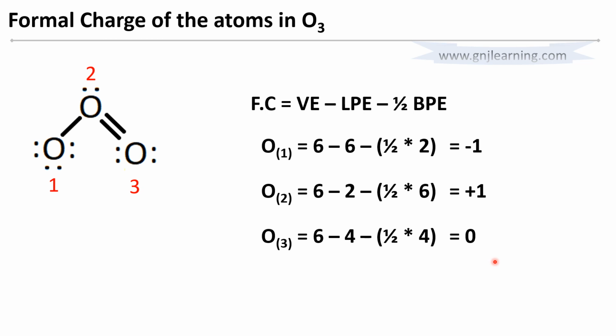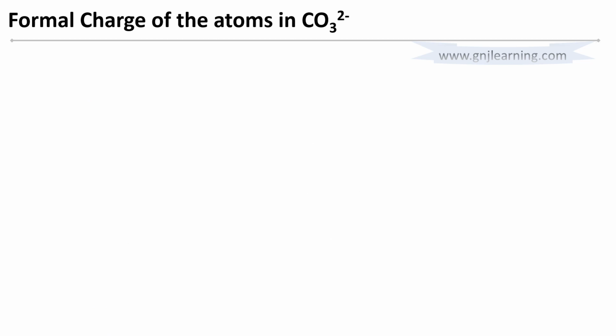Now we are moving on to the next example. So formal charge can be written like this. For this oxygen it is -1, for this oxygen it is +1, and this is 0. So here +1, what it has lost is a gain for this oxygen. So let us move on to the next example: formal charge of the atoms in carbonate anion. Clear?